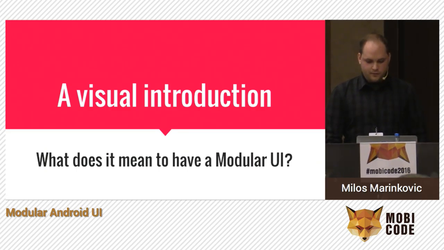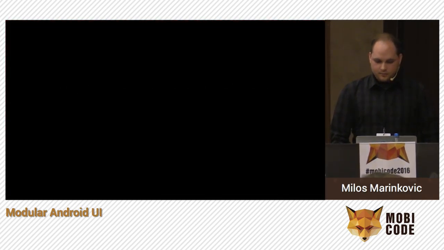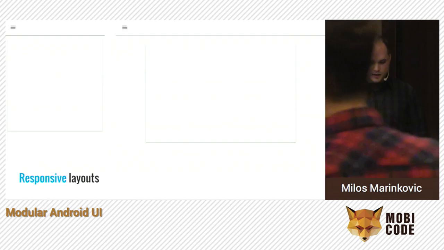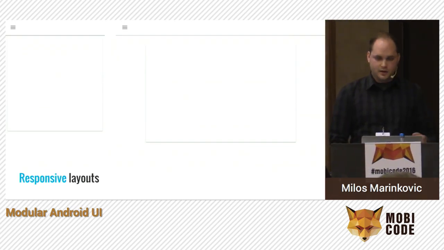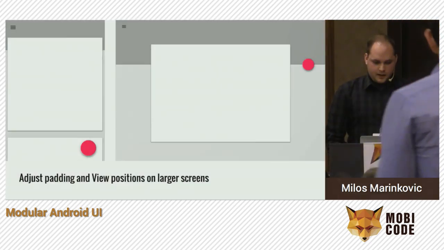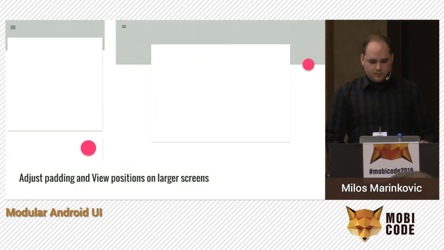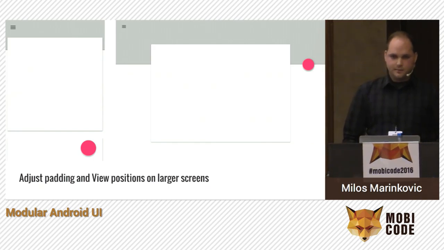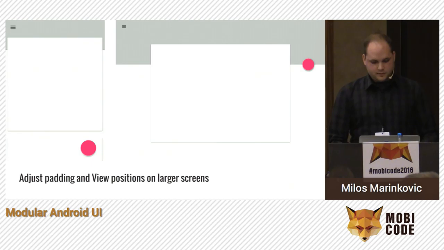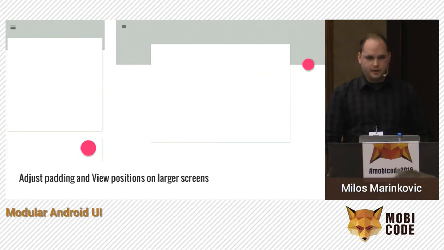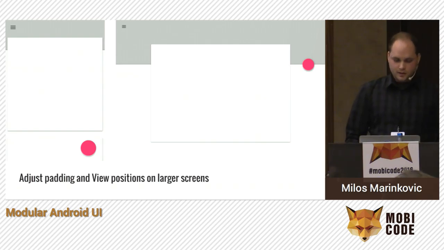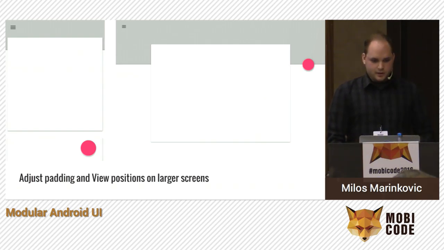So what does it mean to have a modular UI? What I mean by that is, first of all, to have responsive layouts. Basically, in this image, we just manage the padding depending on the device we run on. Second, apart from managing the padding, we also move the view. This is very difficult to do. So probably a lot of people would create a new layout and just move the button. I'll talk about this later.